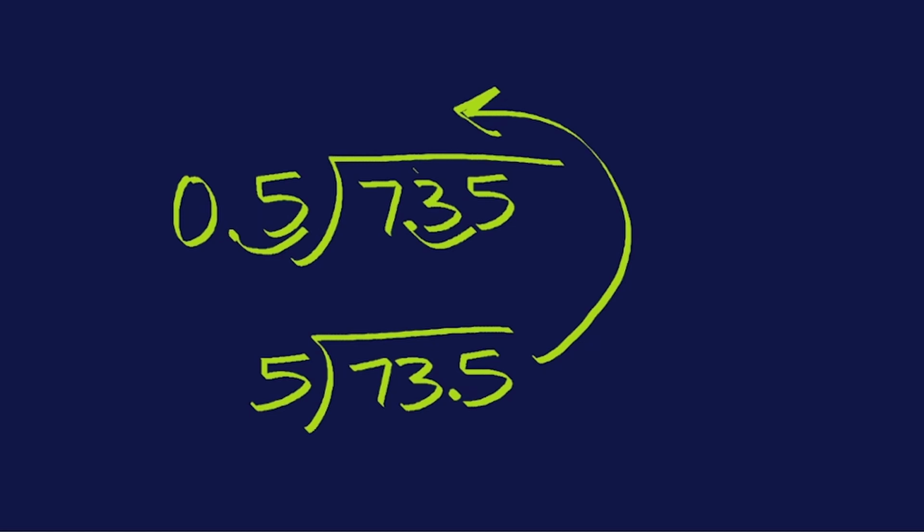Why did that work? Because I multiplied both of these numbers by 10. That's what you do when you move a decimal over one spot. You're either dividing or multiplying by 10 for each place value you move. And if I multiply both of my numbers by 10, I'm changing them by the same amount. It's like this.